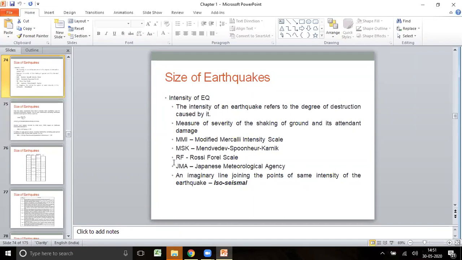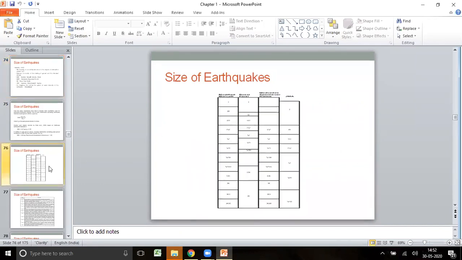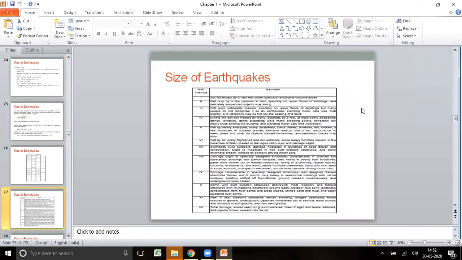Again, it is classified into four types. Not classified. Every country has its own intensity scale. One is MMI, MSK, RF, and JMA scale. So we follow the MMI scale of intensity only, ranging from 1 to 12. Okay, so how is it defined? The intensity scale is given.